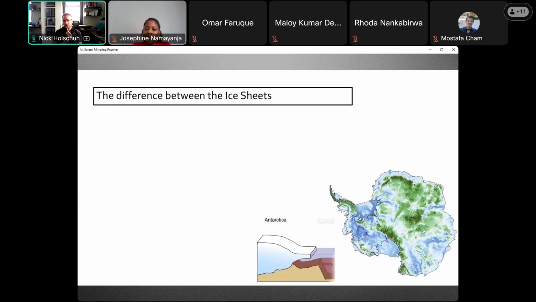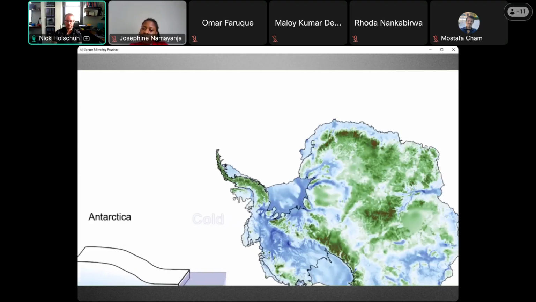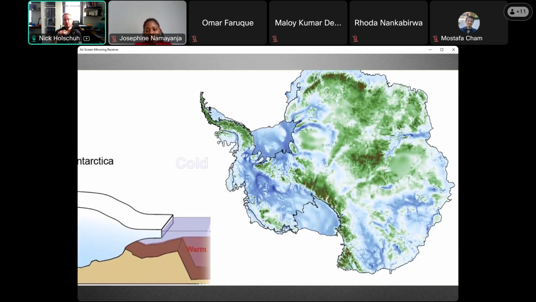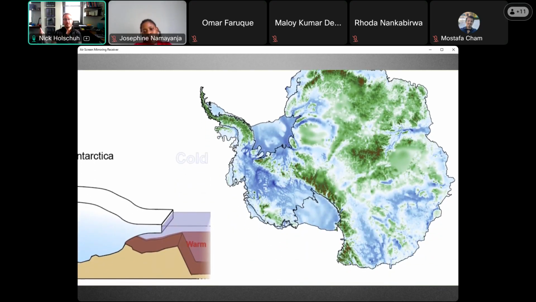If we strip away all of the ice in Antarctica and we leave behind a map of the elevation of the bedrock underneath, we have something that looks like this on the right. If I zoom in here. Blue and white represents areas where the rock is below sea level. Green is areas where the rock is above sea level. The West Antarctic ice sheet actually sits on rock well below sea level. As a result, we call it a marine ice sheet.